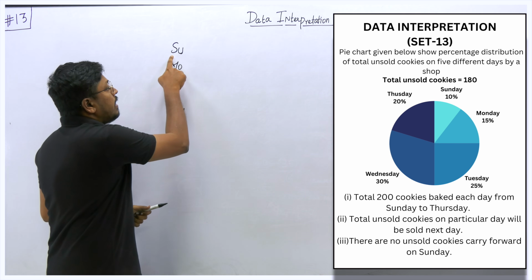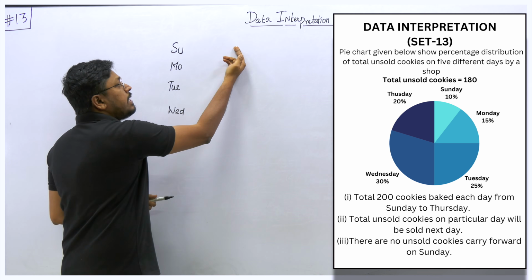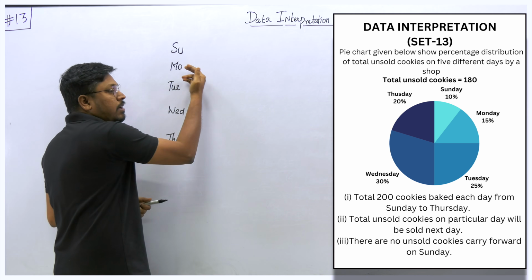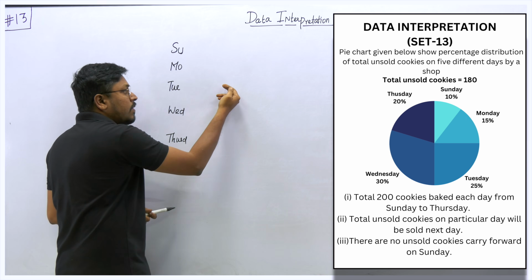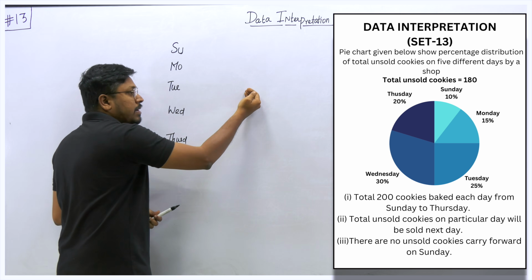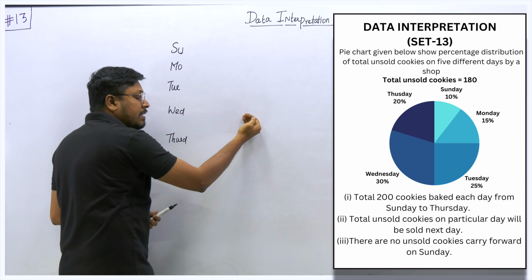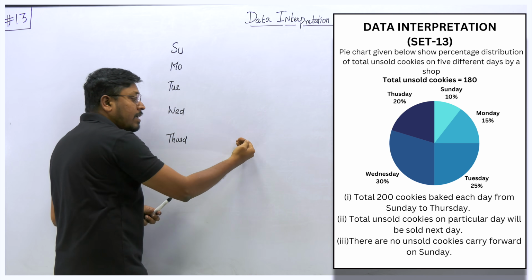For example, on Sunday, if 20 cookies were unsold, those 20 cookies will be added on Monday. On Monday, if 50 cookies were unsold, that 50 will be added on the next day, Tuesday. On Tuesday, if 100 cookies are unsold, that 100 will be added on Wednesday. On Wednesday, if 20 cookies were unsold, that 20 will be added on Thursday.